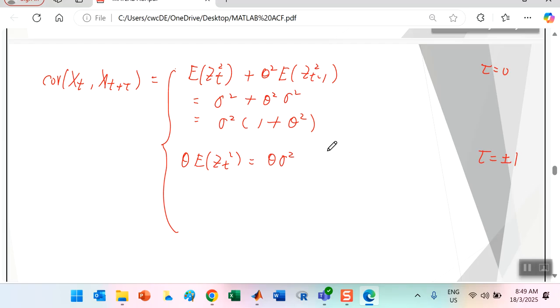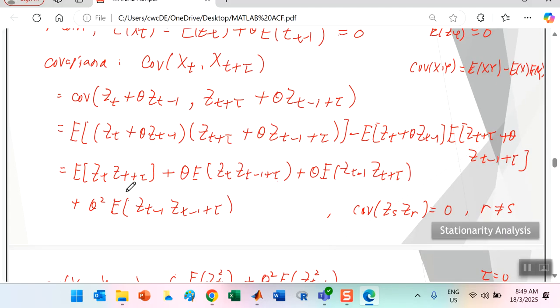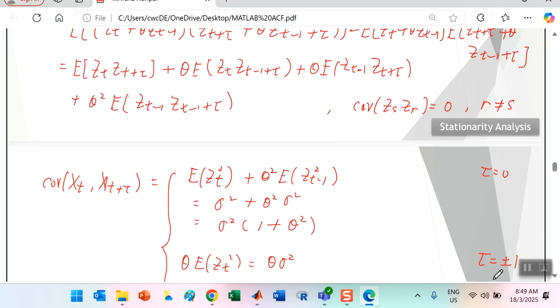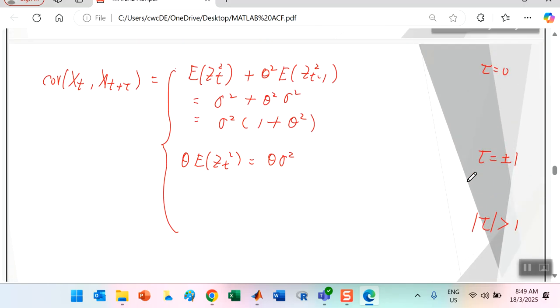How about if the lag is more than 1, let's say 2, 3, 4, 5, 6? If we substitute tau is 2, t and t plus 2 is 0, t and t plus 1 is 0, t minus 1 and t plus 2 is 0, t minus 1 and t plus 1 is 0. So all will be 0. If we substitute 3, 4, 5, 6, all will be 0. So you have the covariance function in this particular way.